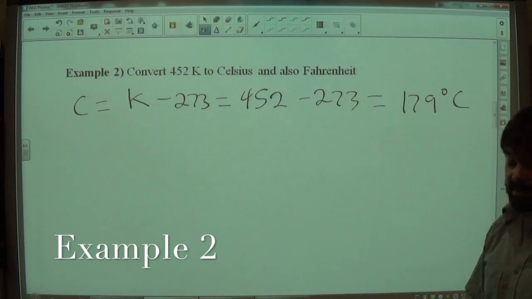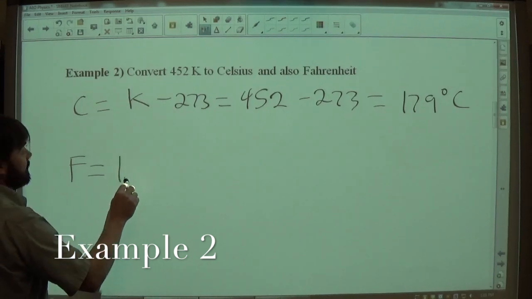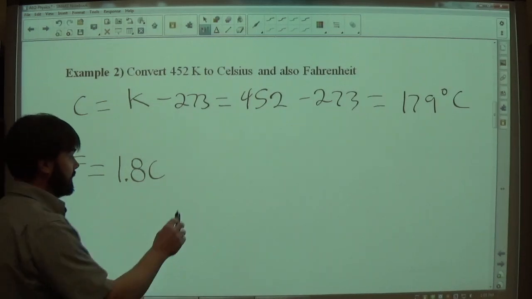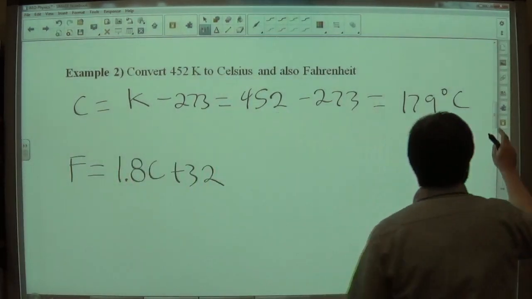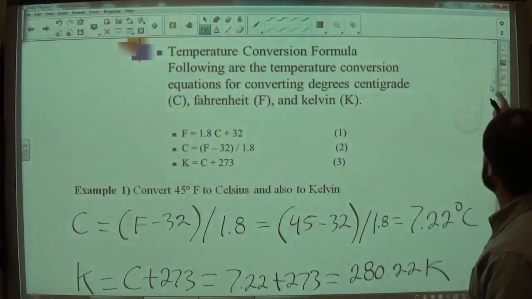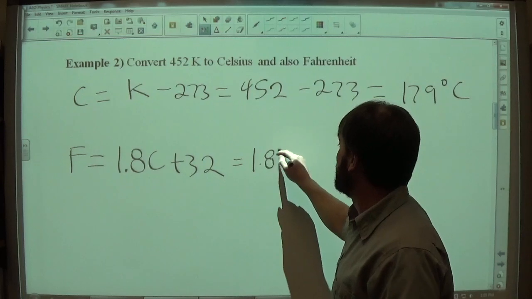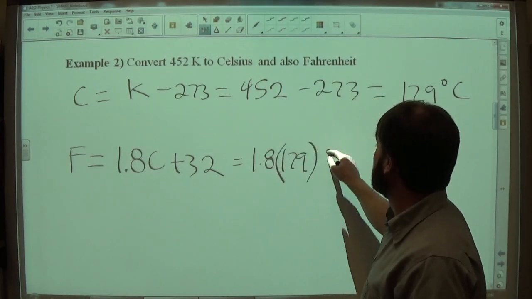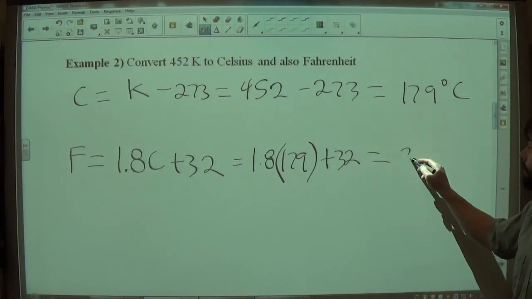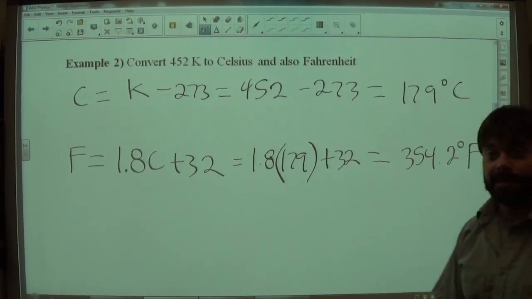Then we're going to go from Celsius to Fahrenheit. For the Fahrenheit equation from Celsius, we're going to do 1.8 multiplied by the Celsius, and then add 32 to this. All we did is take the equation that was here; these two equations are kind of inverses of each other. Plug in what we got: 1.8 multiplied by 179, and then add 32. Make sure you multiply before you add, and if you do that, you should get 354.2 degrees Fahrenheit. There it is.